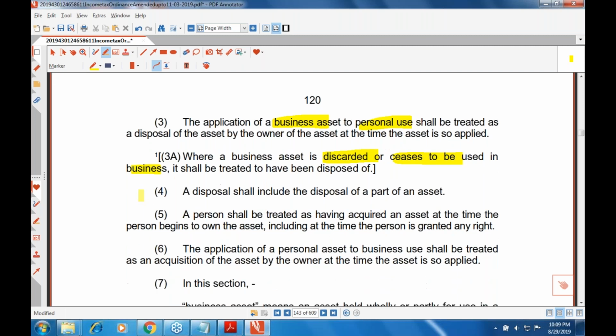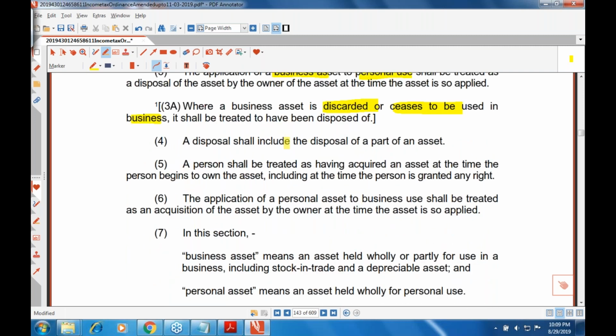Also, disposal shall include the disposal of part of an asset, and at the same time it says a person shall be treated as having acquired an asset at the time the person begins to own the asset. The application of a personal asset to business use shall be treated as an acquisition of the asset by the owner at the time the asset is so applied.